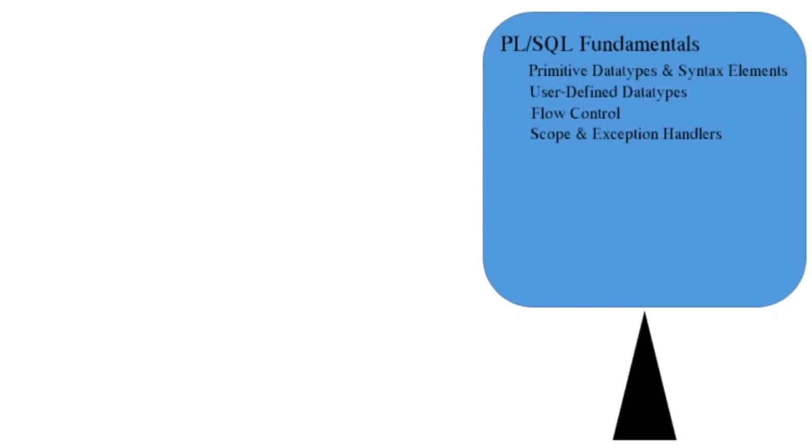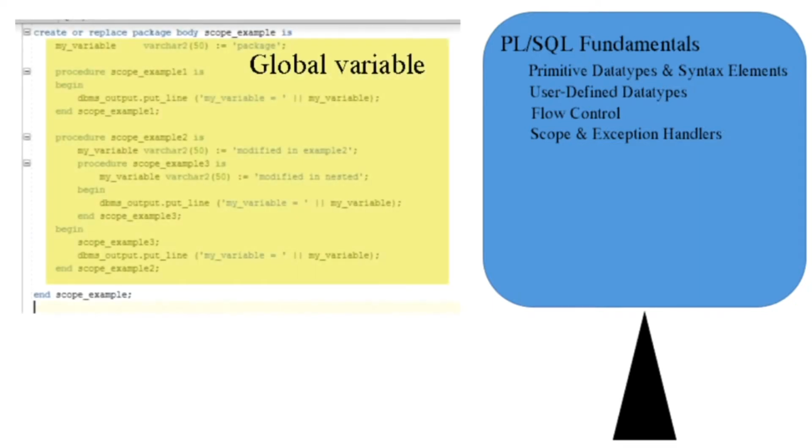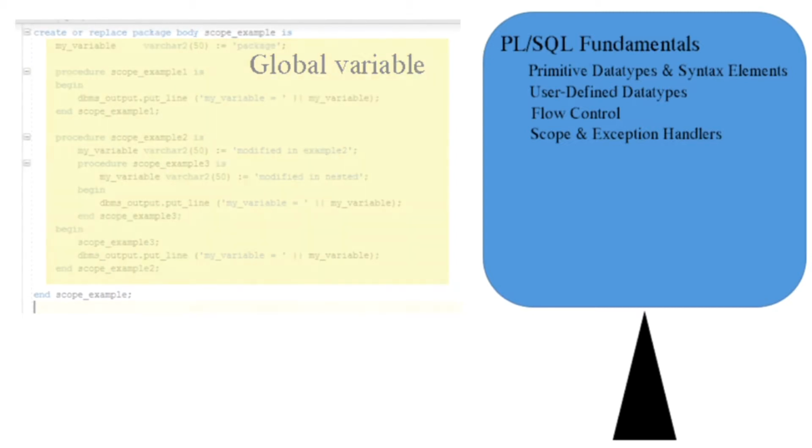In Lecture 6, we wrapped up our fundamentals section by taking a look at both scope and error handling. You'll recall the scope of a variable refers to that portion of the code over which a variable is both seen and maintains a consistent value until reassigned. In our package body example here, we began by declaring a global variable elegantly named myVariable, and we assigned it a global value of package.